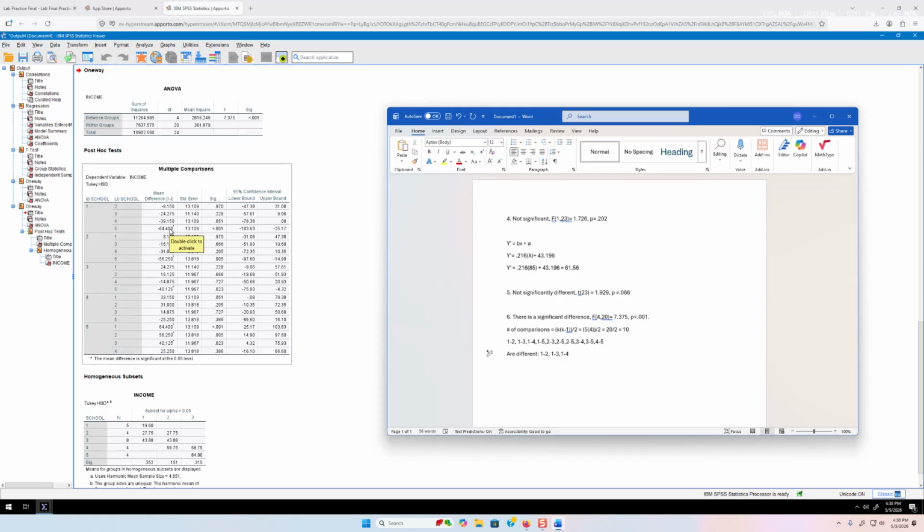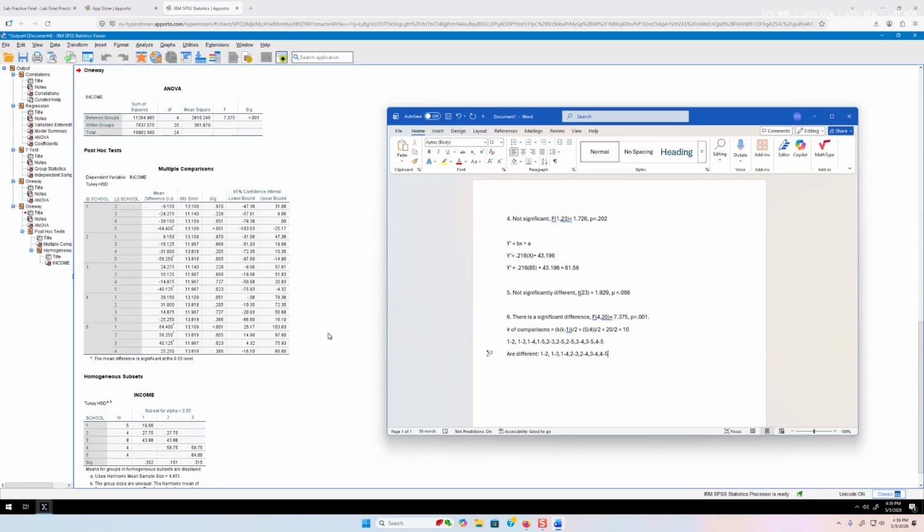All right. 2 and 3 is the same, so we're going to list that here. 2 and 4, it's the same. 2 and 5, it's different because it has an asterisk. I'm not going to list different. 3 and 4 is the same. 3 and 5 is different because there's an asterisk. 4 and 5 is the same.